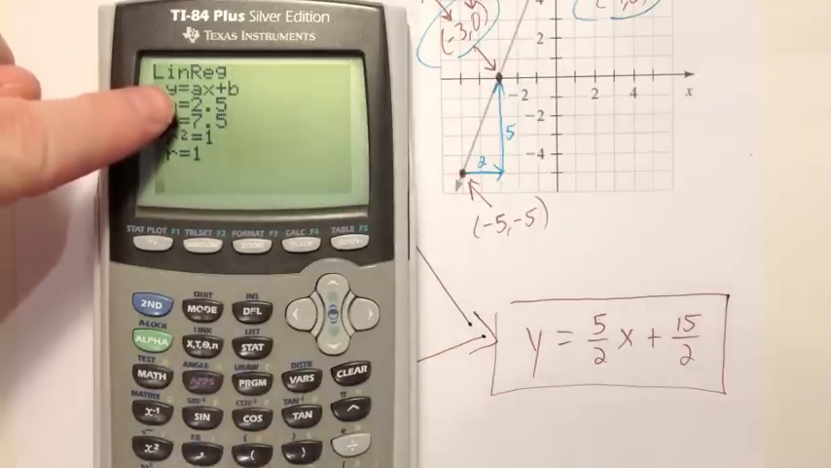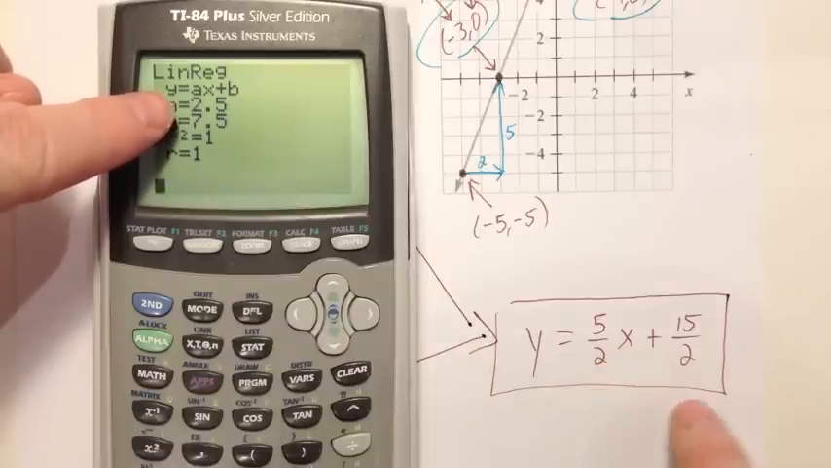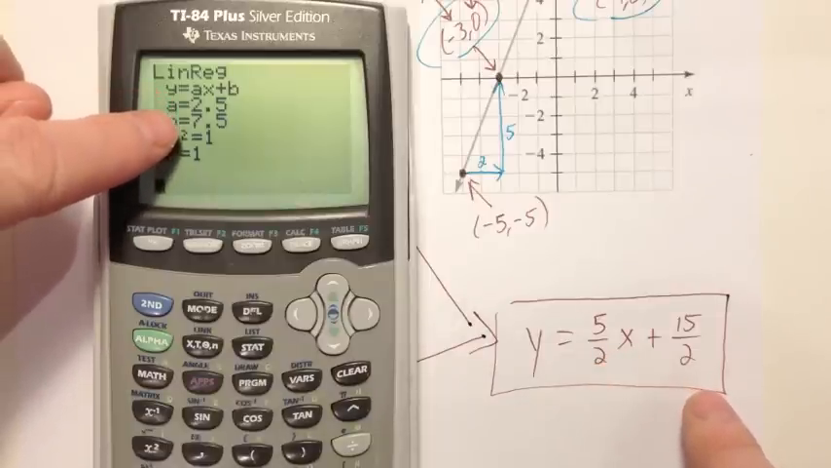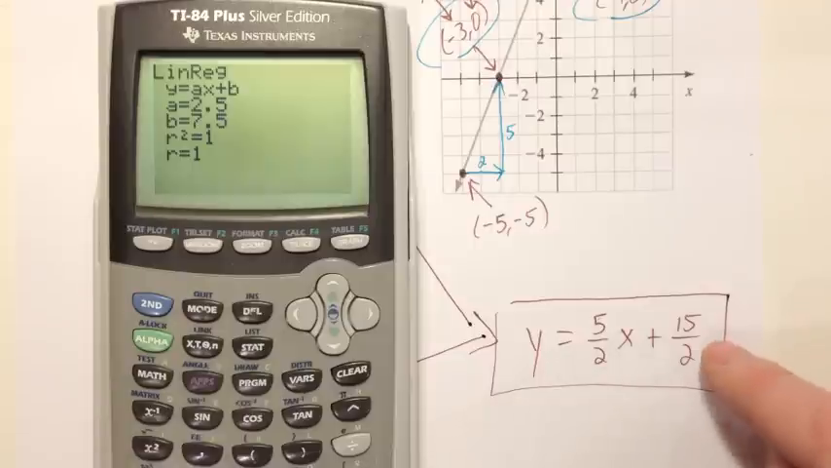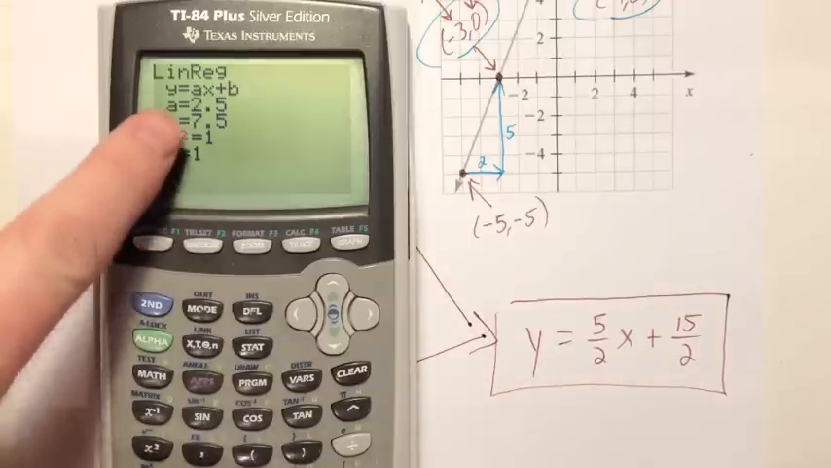and it says that the slope should be 2.5. If you do 5 halves, that's 2.5 or 2.5. The intercept was supposed to be 7.5. 2 goes into 15 7 times with 1 left over, so that's 7.5 or 7.5. So even though the calculator is giving a decimal, it's still useful as a check because I can think about what the decimals would be for these numbers and see if they match that.